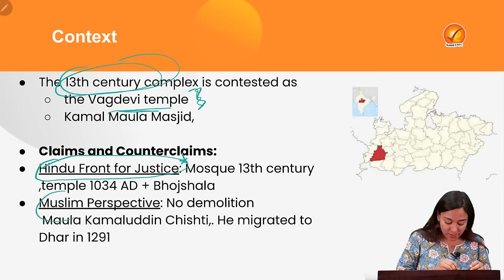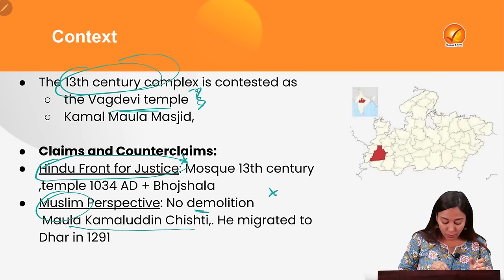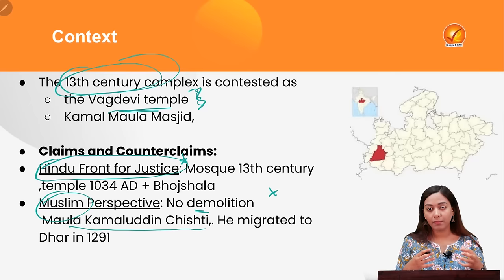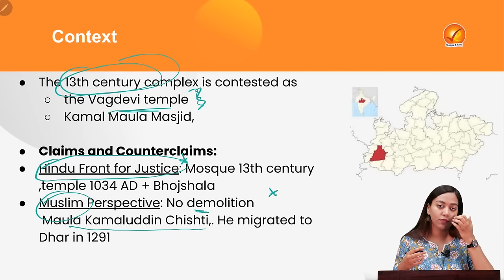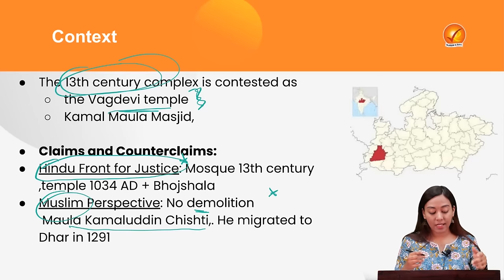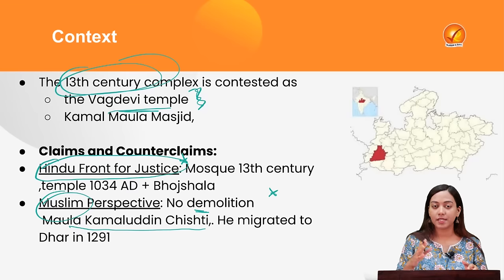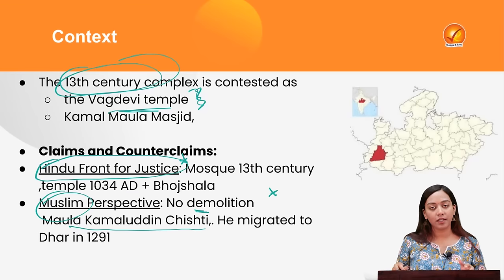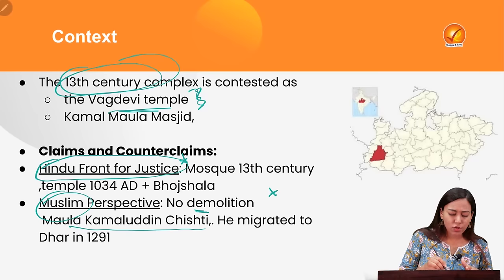On the other hand, the Muslims are saying that there is no demolition. In fact, our Sufi saint Maula Kamaluddin Chishti, who lived in the Dhar district for 40 years, and on whose name this complex was created, was there ever since the 13th century, and there was nothing else before it. And where is this complex located?